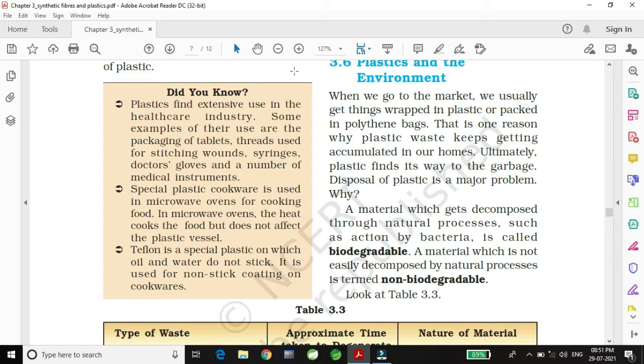Teflon is a special plastic on which oil and water do not stick. It is used for non-stick coating on the cookware. So if you see non-stick cookware that is totally covered with a black coating, it is a Teflon coating, not a black color coating. That's why water and oil do not stick in one place, they will move.